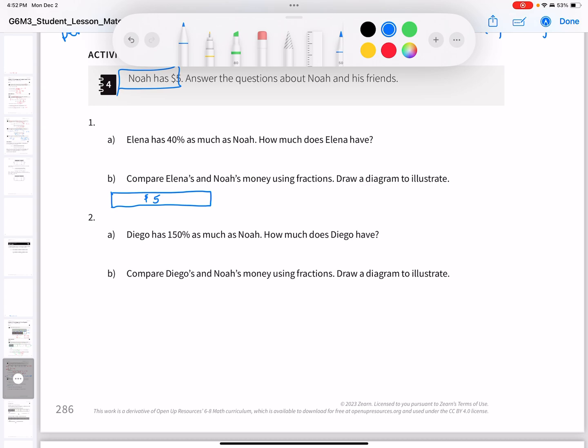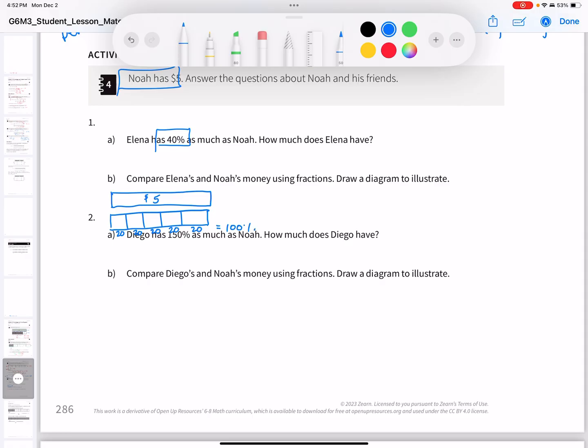Now, Elena has 40% as much as Noah. So if I'm going to draw 100%, I need 40% of that. Well, 40, 80 goes over 100. So we need to break it up even further. So let's do 20%, because we can go 20, 40, 60, 80, 100. So I need to go 1, 2, 3, 4. So now I have 20%, 20%, 20%, 20%, and 20%, which equals 100% now.